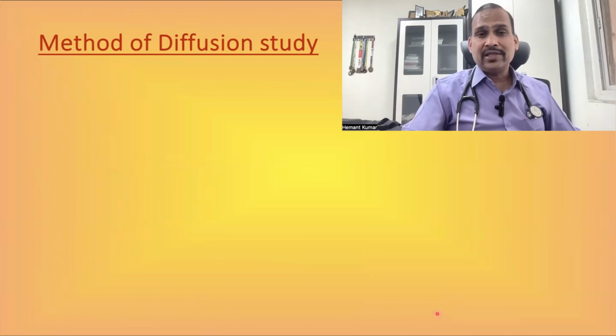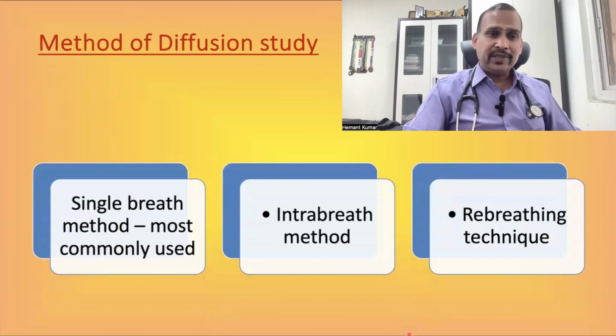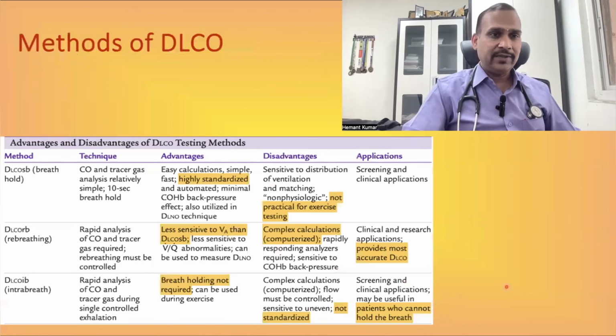Then how to measure diffusion capacity? There are three methods: the single breath method, which is most commonly used, and this is the method we are using in our institute; the intra-breath method; and the rebreathing technique. So what are they? In the single breath method, we use carbon monoxide, as in all three. This is highly standardized because it is an old, well-studied technique. Most of the research papers are based on single breath.